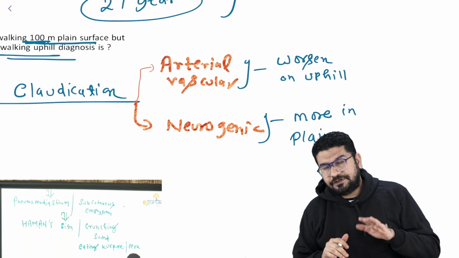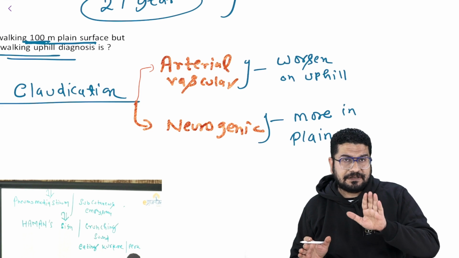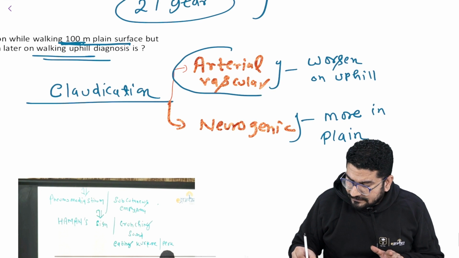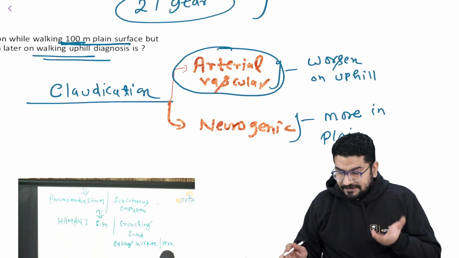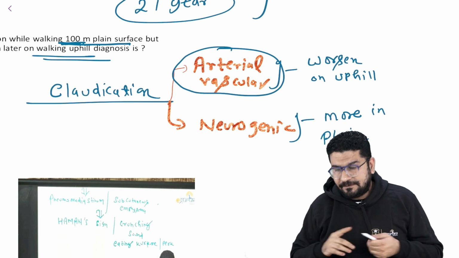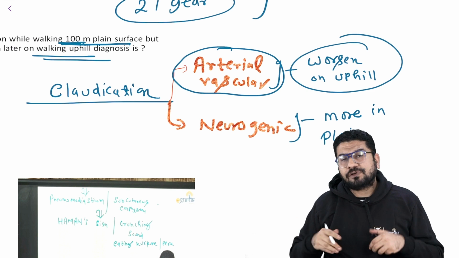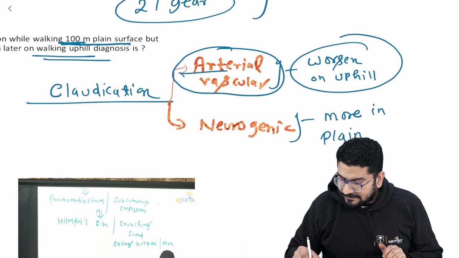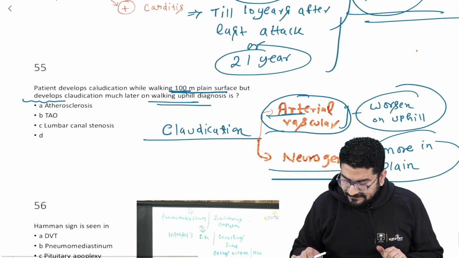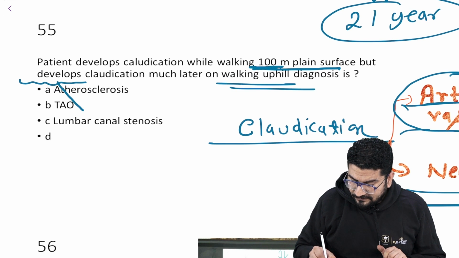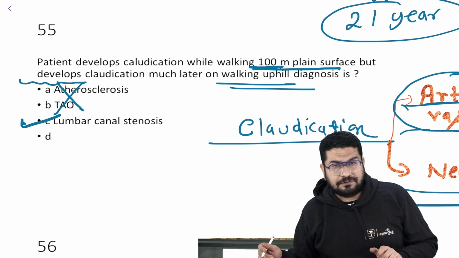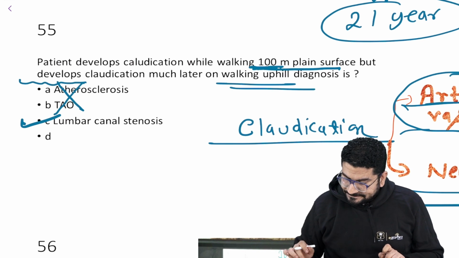That is why we do the treadmill test, right? In the treadmill test, we keep on lifting the incline, like if you are going into mountains, we get early fatigue. So if the claudication is more on uphill, then that is an arterial or vascular cause. If it is more on the plane surface, that is a neurogenic cause. So from the question you can rule out these two as arterial causes. The fourth option I could not get, so the answer for this question is lumbar canal stenosis. That is a neurogenic cause.